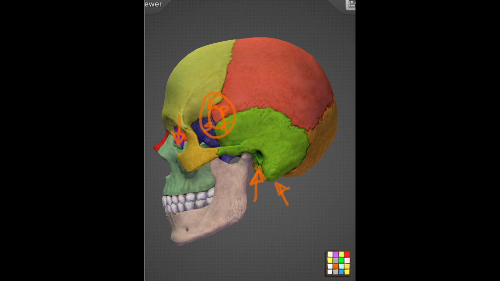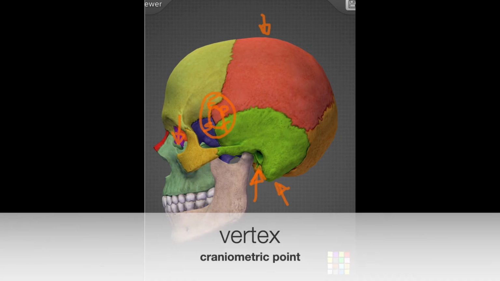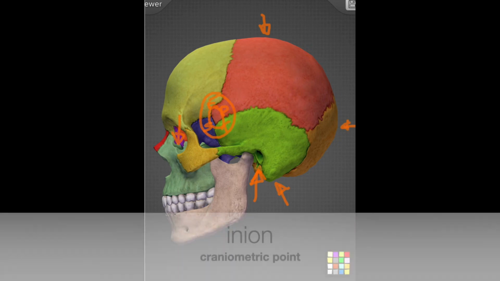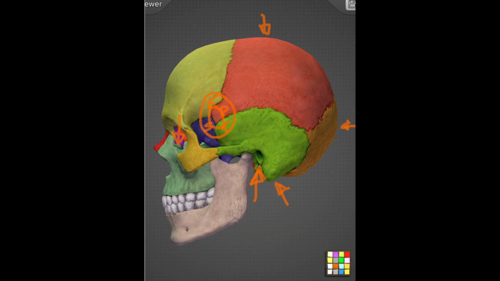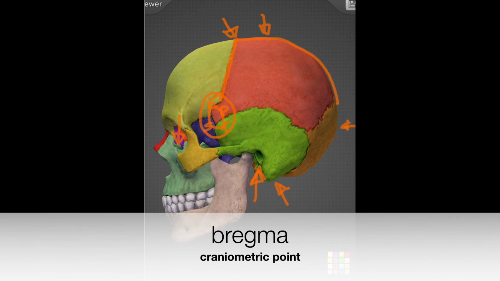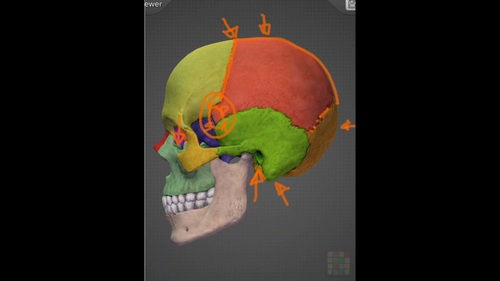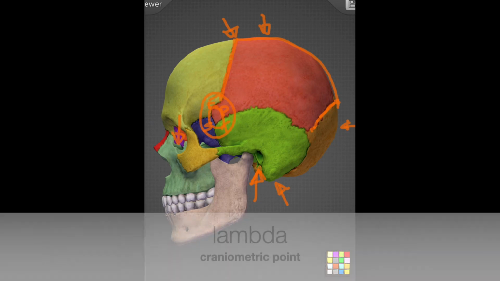Other craniometric points include the vertex, which is the most superior point in the skull, the inion, which is the most posterior point, and the point where other sutures meet. So where the sagittal suture between the two parietal bones meets the coronal suture here is the bregma, and where the sagittal suture meets the lambdoid suture, which is this one of the occipital bone, is the lambda.